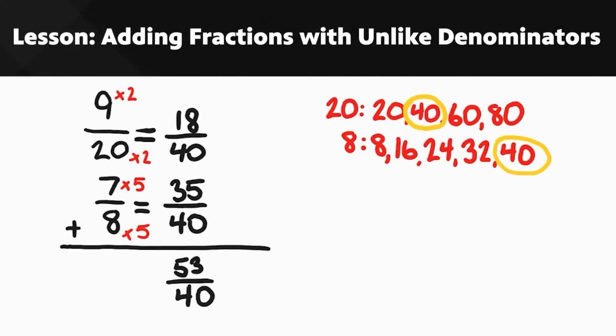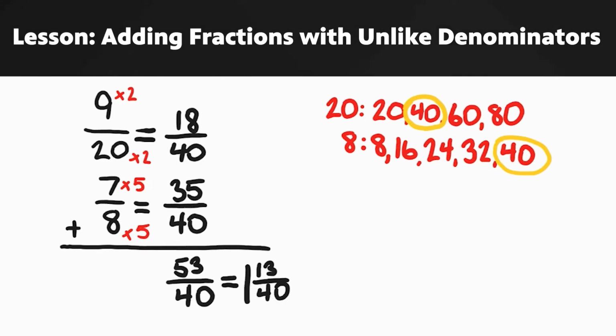Now don't be scared because these are large numbers, but it is improper, so let's fix it. It's not going to be as scary as you might think. 40 goes into 53 one time, so that's our whole number. And there would be 13 leftovers, so that's our numerator. The denominator stays the same. Now we have 1 and 13 over 40. 13 and 40 don't share a common factor besides 1, so it's already in simplest form.